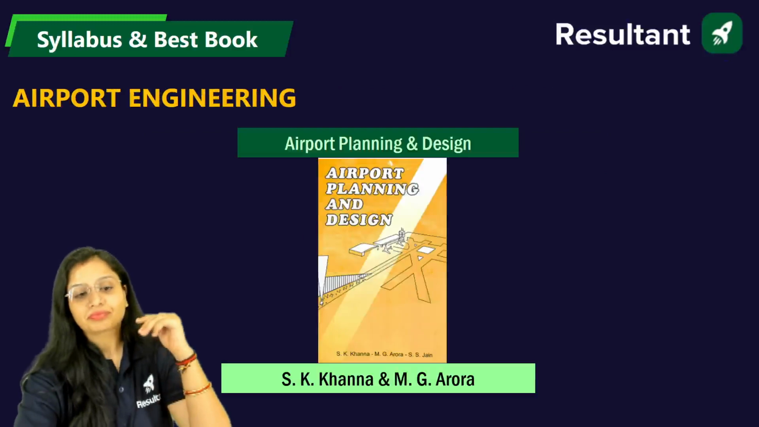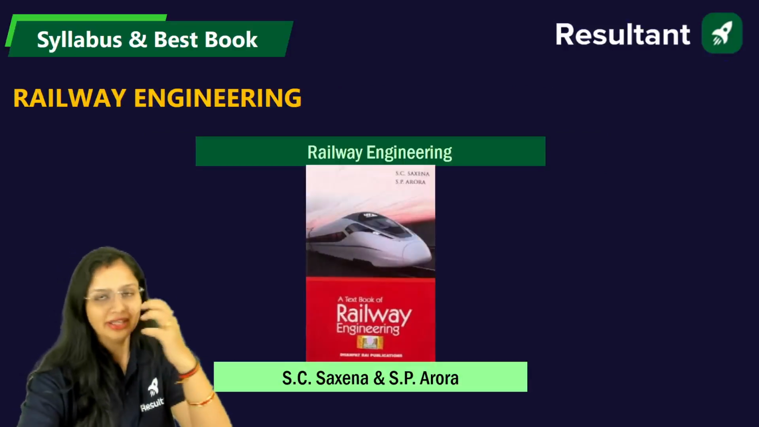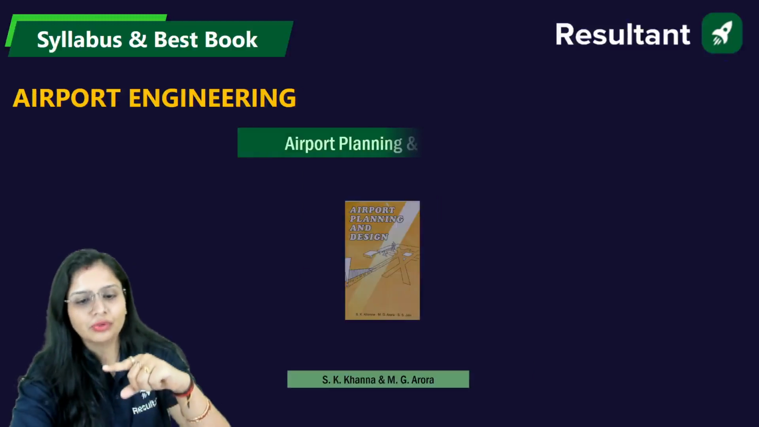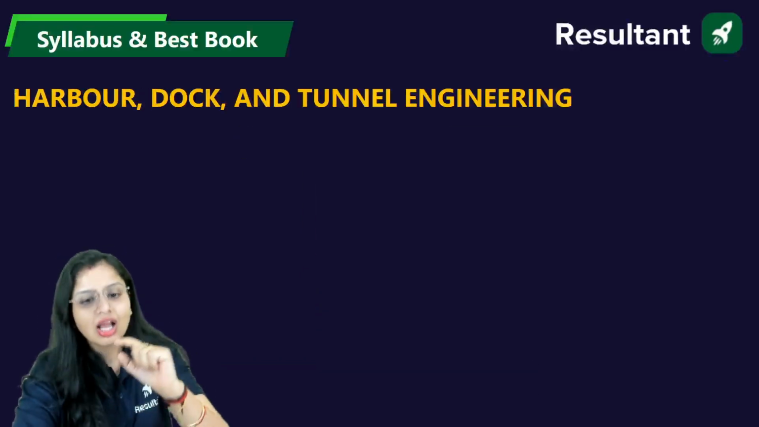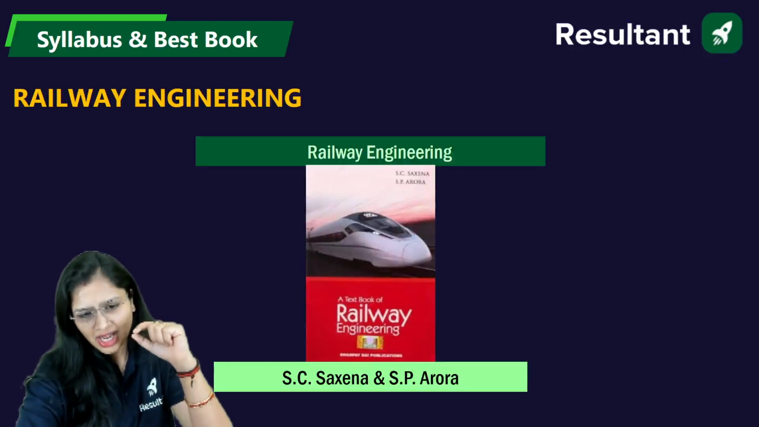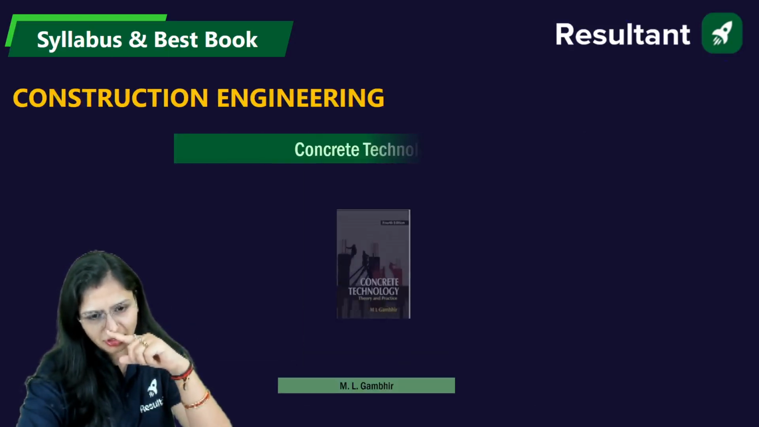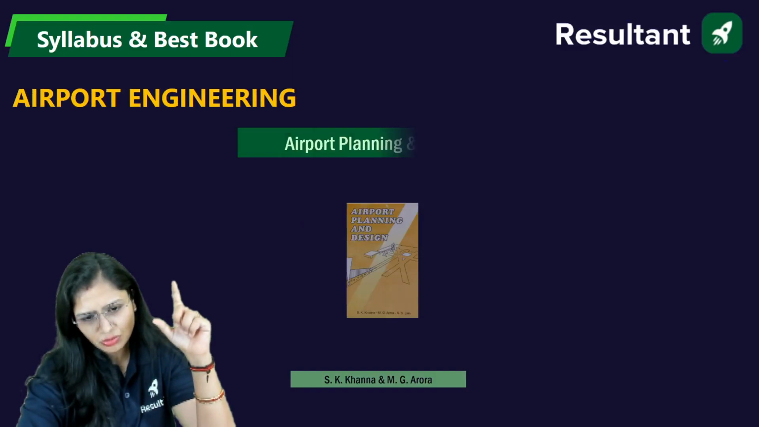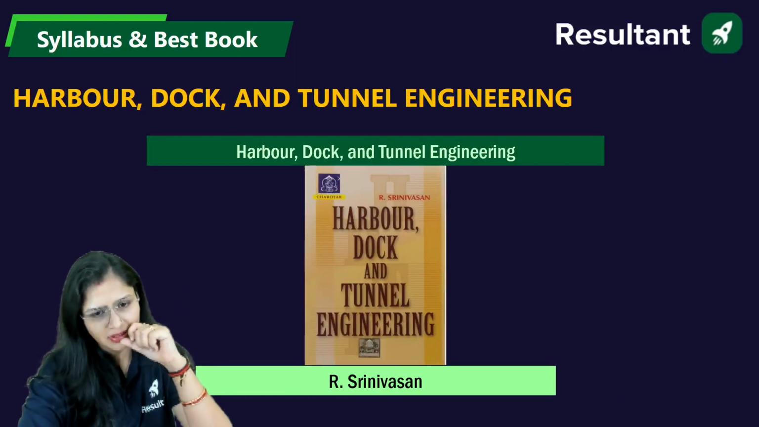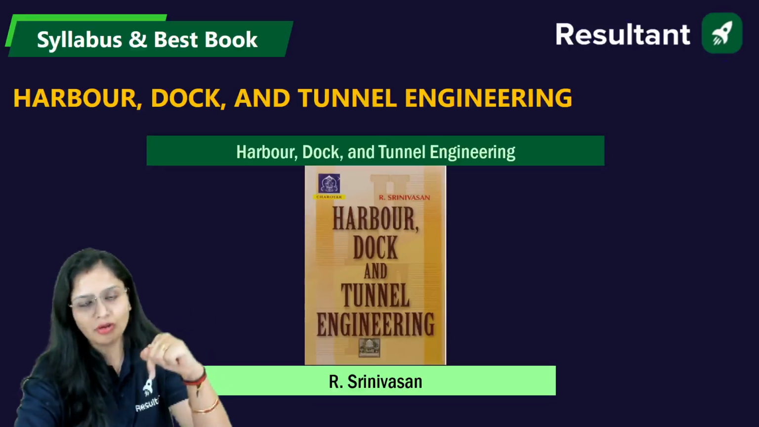Generally, you are roaming here and there for railway, airport. Here it is Saxena and Arora, then here it is Khanna and Arora, and then here it is R Srinivasan. Actually, I have a book, I'm just not remembering the name. There's one book in which railway, airport, and tunnel all is covered. I'll just share it in the comment section.